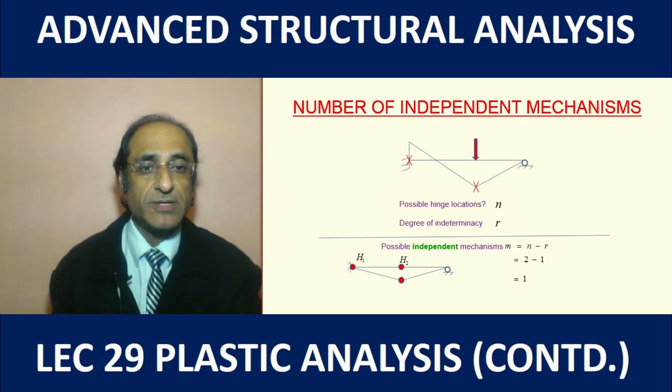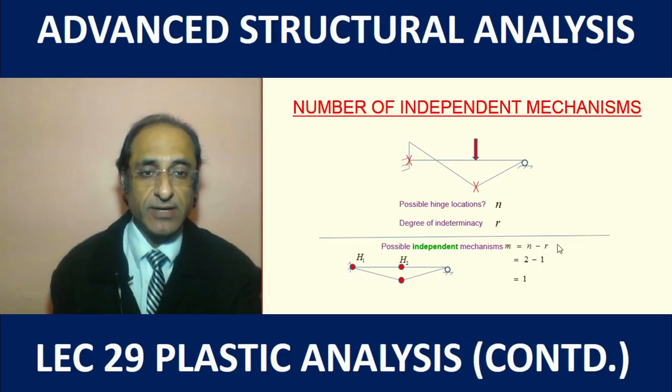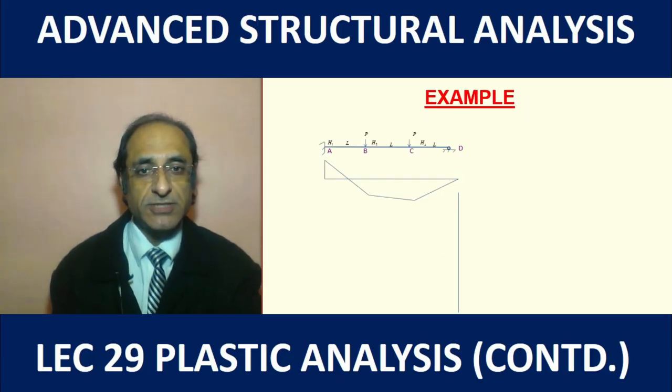So basically we can take help from this relation m equal to n minus r. M is the number of possible mechanisms, n is the number of possible hinge locations, and r is the degree of indeterminacy. However, please note that these values are suggestive only, and we need to keep our eyes open to look for something missing. So let's take an example.